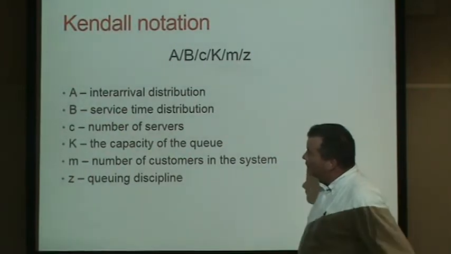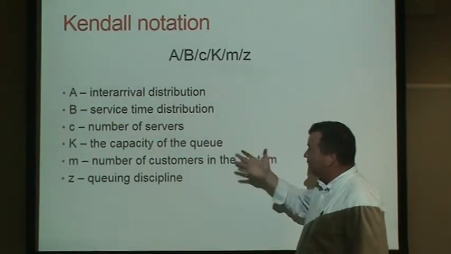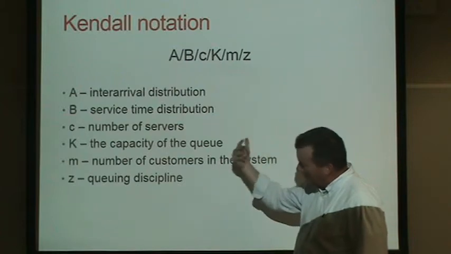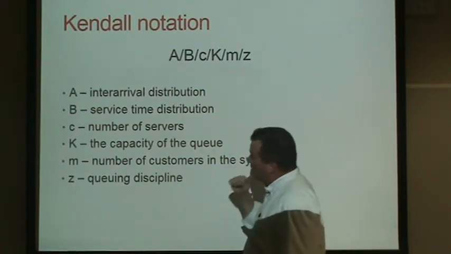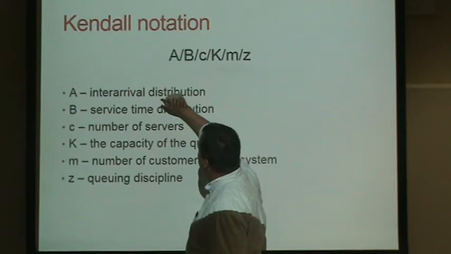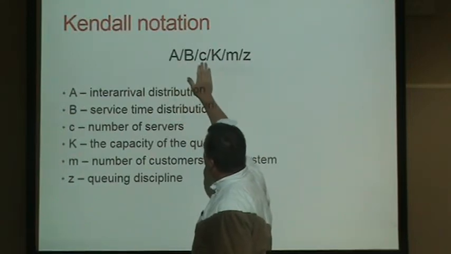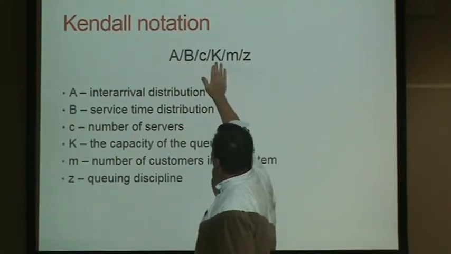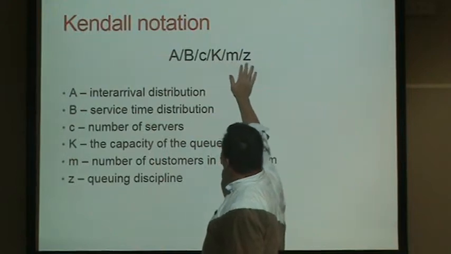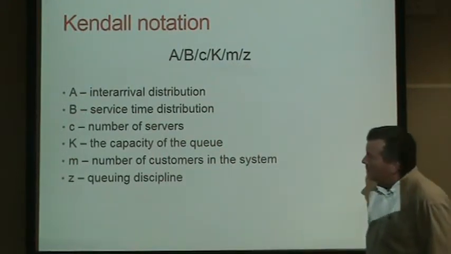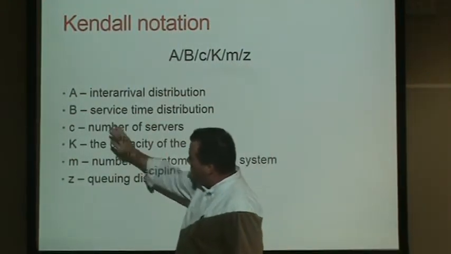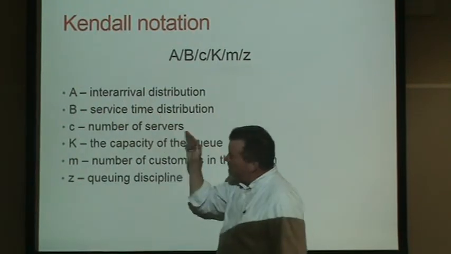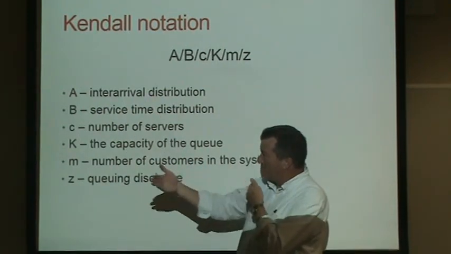Okay, so just going over some of the notation. If you Google Kendall notation, someone named Kendall gets credit for how to label queues. We could use up to 6 letters: capital A, capital B, small c, capital K, small m, and z. So the first letter, A, is the distribution between the arrivals.